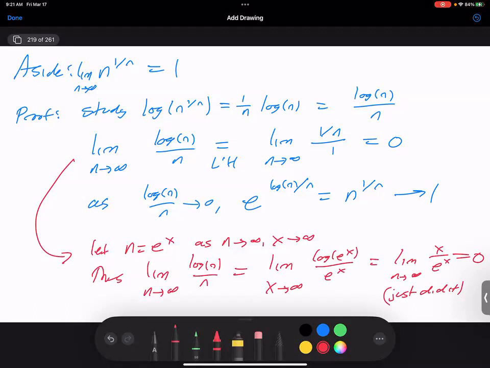This is a more advanced way of doing the problem. It's reducing it to something we've already done. We just showed that the limit of x over e to the x, or x squared over e to the x, or x cubed over e to the x, x to any power grows slower than e to the x. So when I have the log of n over n, if I just change variables, you give me an n, I'll give you an x that corresponds. As n goes to infinity, x is going to infinity. And so when I do this, I can just quickly reduce this to a problem I've already done.